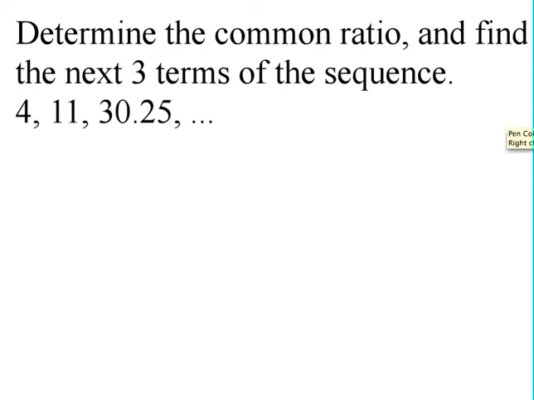Determine the common ratio, and then find the next 3 terms of the sequence. Looking at this one, the ratio isn't obvious. It's not blatantly clear what it is. It's not like a 2, a 3, a 4. Actually, looking at it, it's got to be a decimal. So if you remember how I said to find the common ratio, we take the second term divided by the first term. What does the common ratio come out to be? 2.75. There's your common ratio.